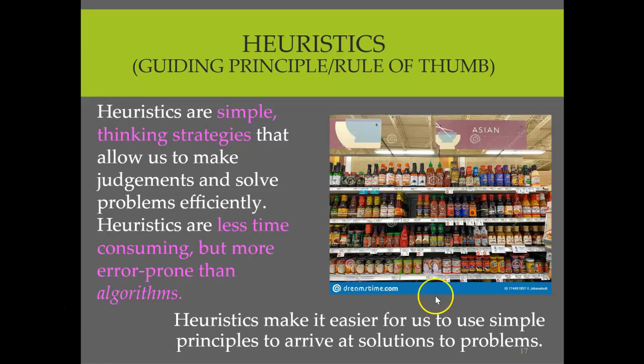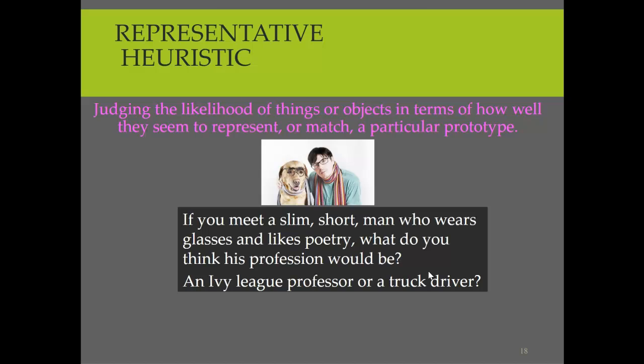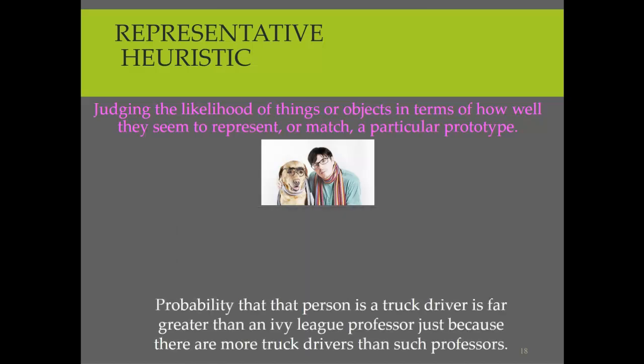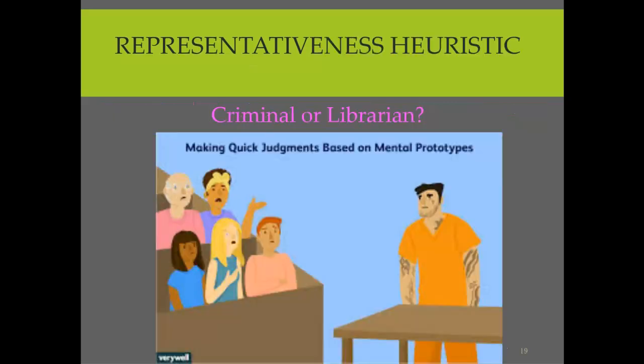And we got 2 types of heuristics. The representative heuristic is where you base your decision off of how well something matches your prototype. So the example we had, you meet a slim short man who wears glasses and likes poetry. What do you think his profession is? And you compare, is he a professor? Is he a truck driver? Well, in my mind, he fits the prototype for a professor. But statistically, he's way more likely to be a truck driver just because there are lots and lots more truck drivers than professors. We gave another example with criminal or librarian.